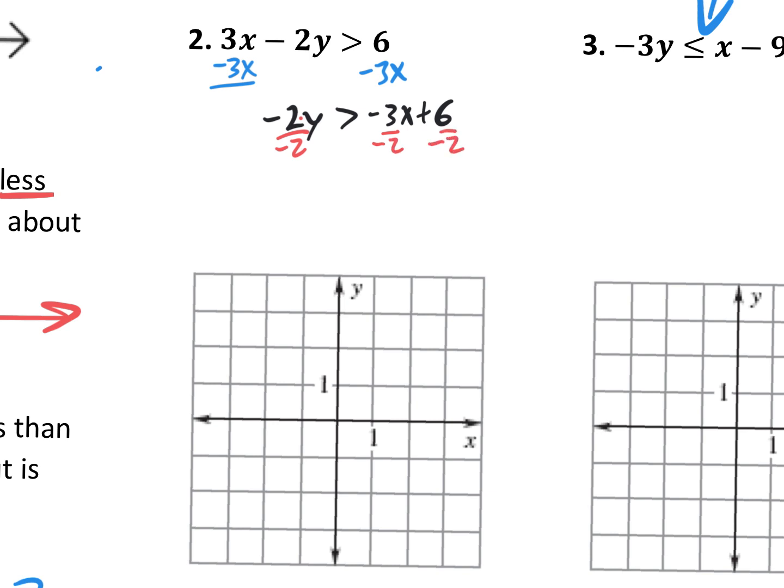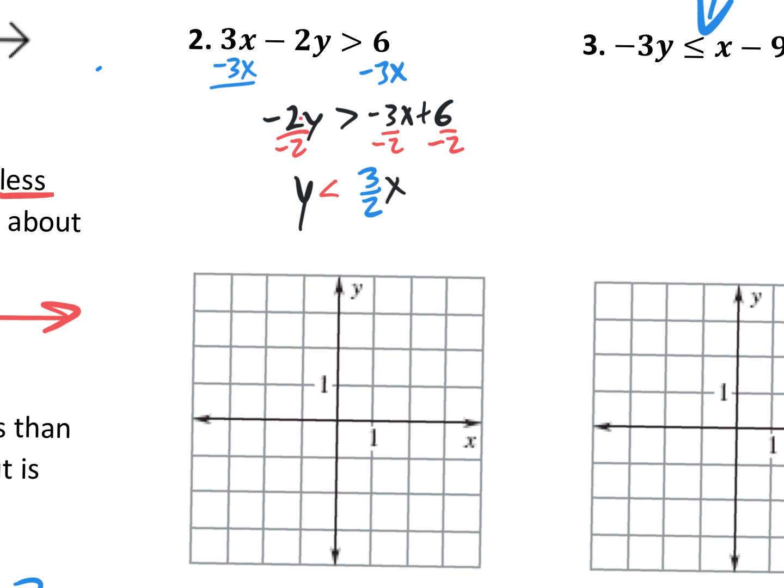And I hope your brain's ringing a little bell right there, a reminder: when you divide by a negative on an inequality, what must you do? Change the symbol, right? So that greater than symbol is going to become a less than symbol. And you can't divide 3 by 2, but a negative divided by a negative is a positive, so it looks nicer when you make it a positive 3 over 2.